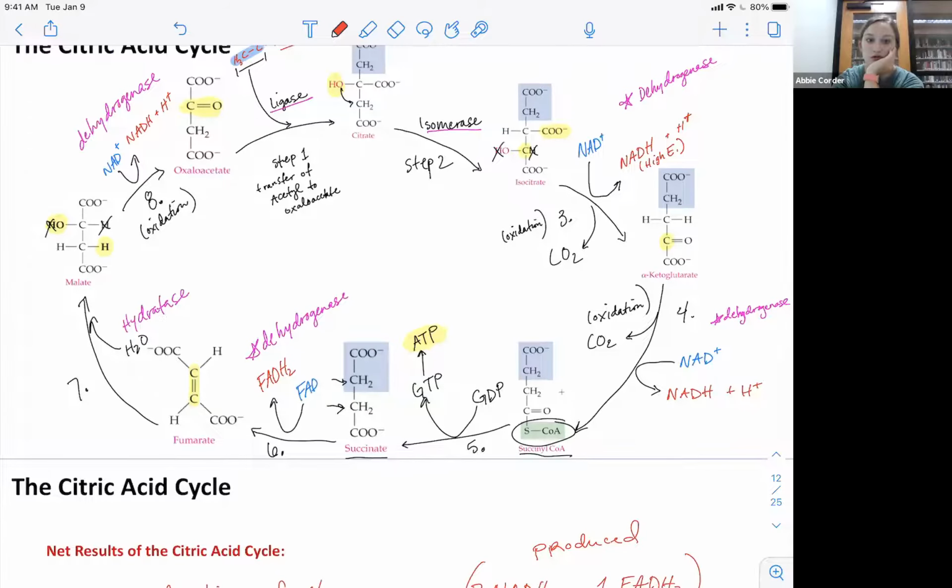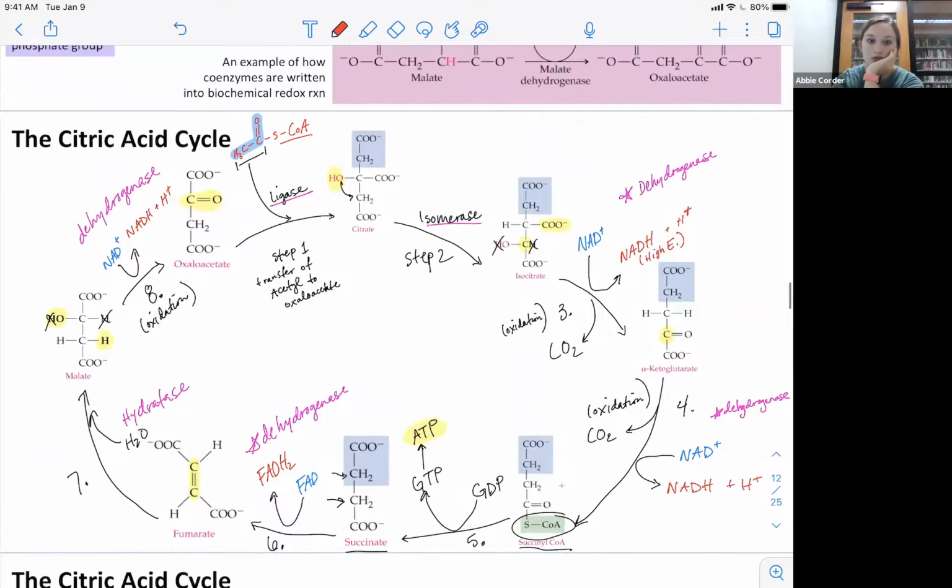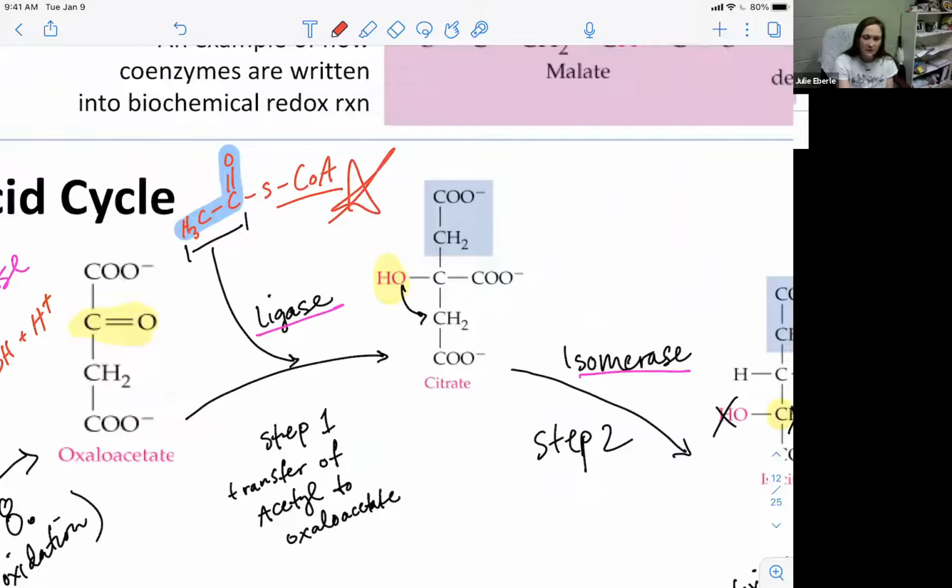Would it be the acetyl? Acetyl-CoA, this molecule right here. That feeds into the cycle, and it is the net result of digestion. All the carbs and lipids and proteins that we eat are digested so that we can make acetyl-CoA so that it will feed in. So we're never short on acetyl-CoA in our body.